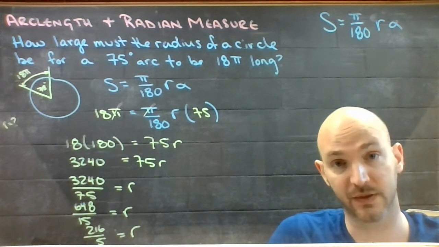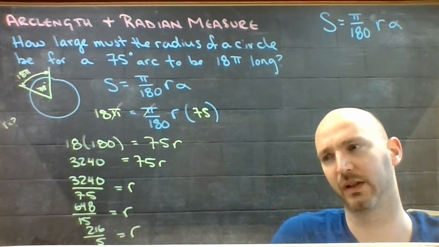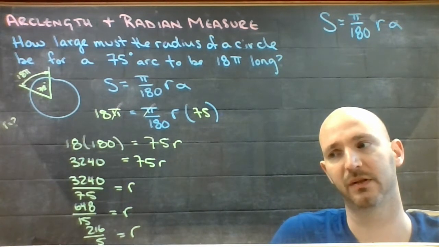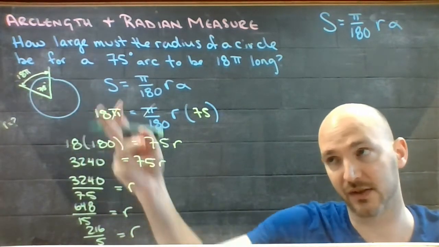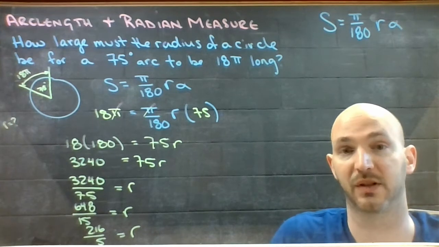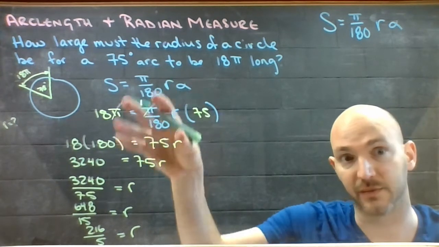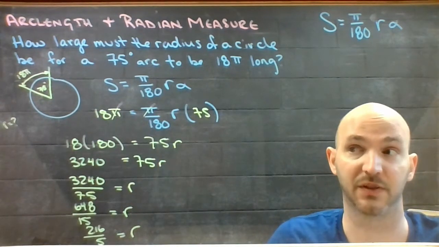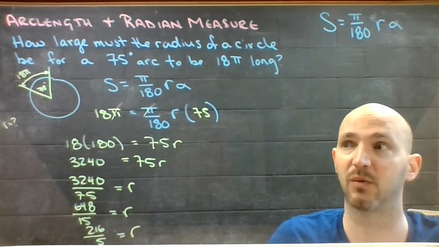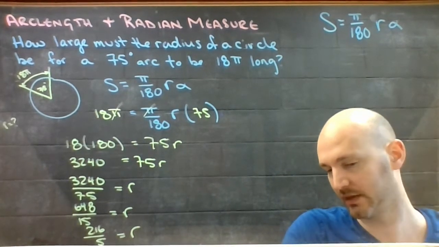Now if you wanted to, you could render that as a decimal. It'll be 43.2. So in order for that arc to be that big, the radius of the circle would have to be 43.2 units. Basically, you just dump the numbers in, and then you use your algebra skills to isolate the variable that you don't have. So we're going to do that one more time with the angle. So let me clear this out for you.